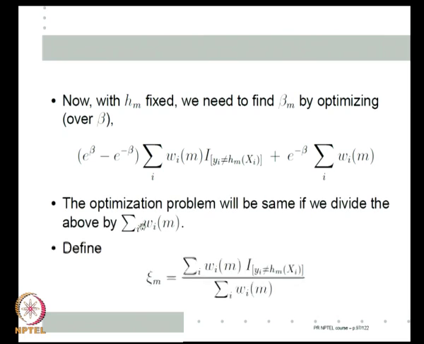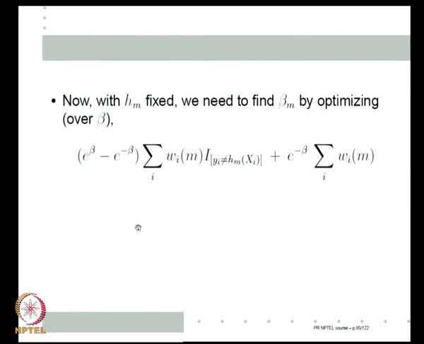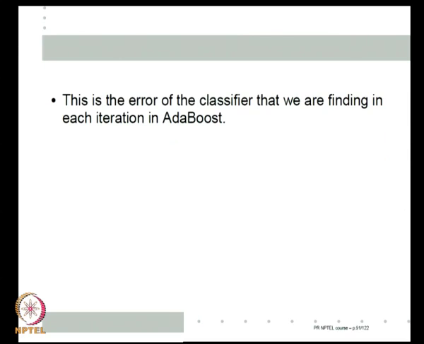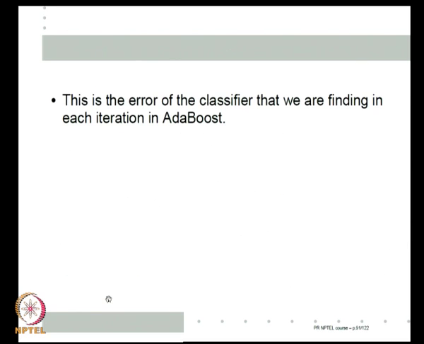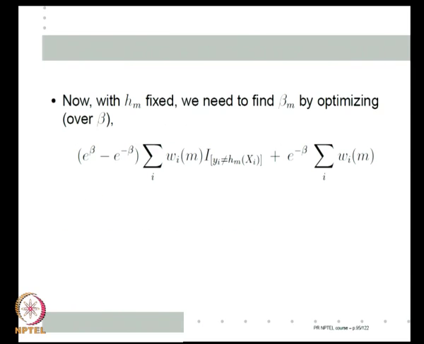So, what do I have to optimize? So, we have already seen this is what we are optimizing originally, and that is the same as this. Now, I know this term is optimized by h is equal to h_m. So, I will put h_m there. So, now putting h_m there, I have to optimize this whole thing with respect to beta. Optimize meaning minimize this whole thing with respect to beta. So, to find beta_m by optimizing over beta, minimizing over beta this term.